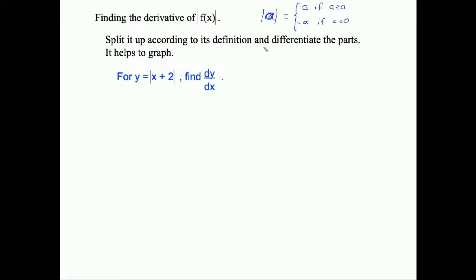Please remember when you have a sharp point in your graph, which happens with absolute value, you don't have a derivative there. The derivative is undefined.